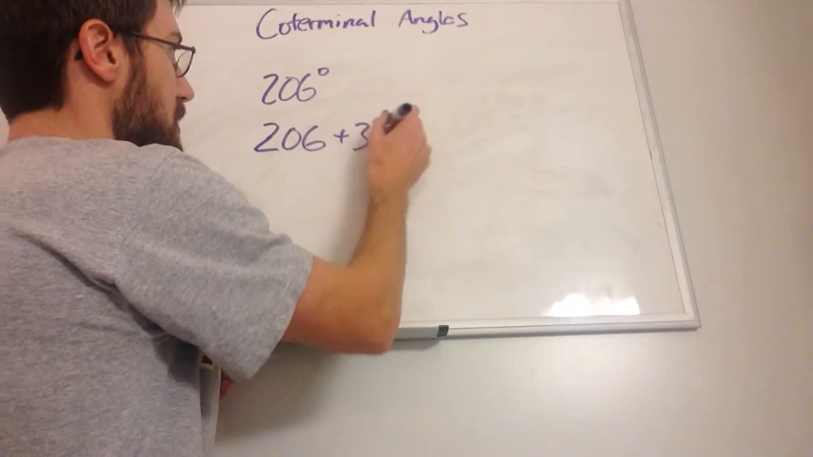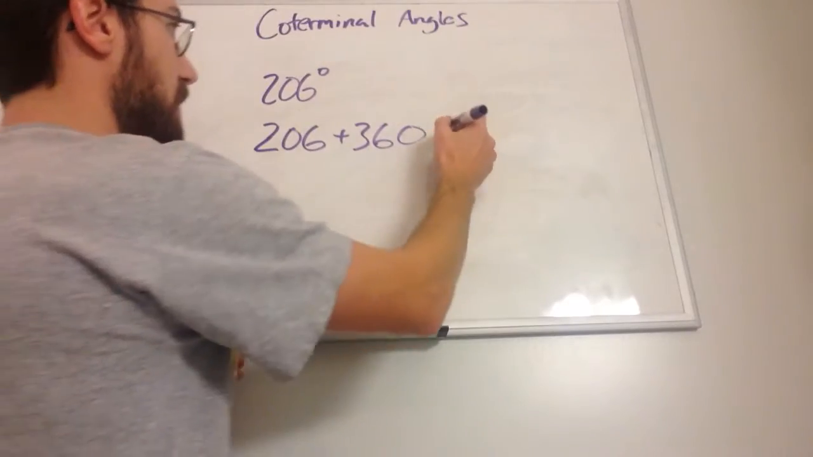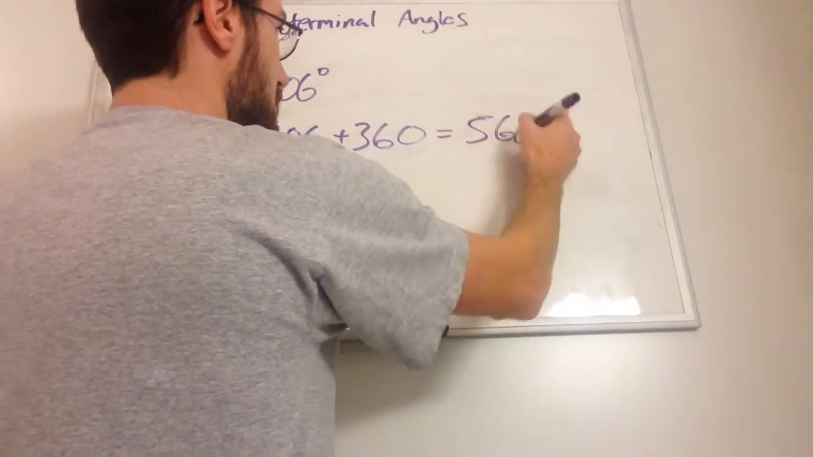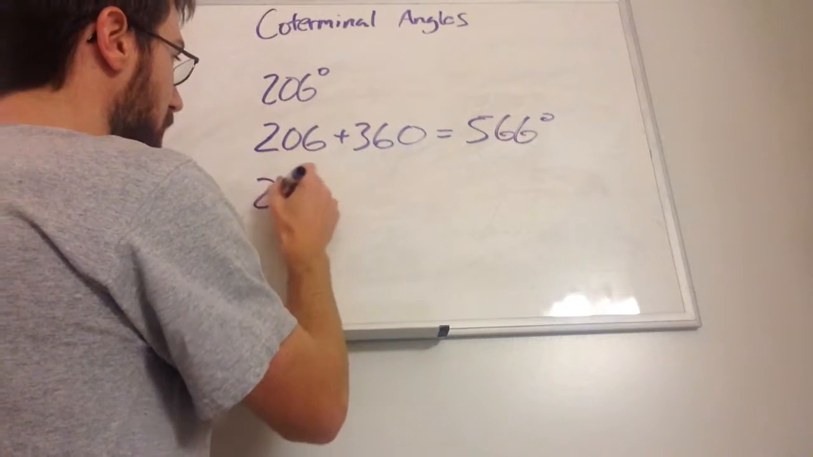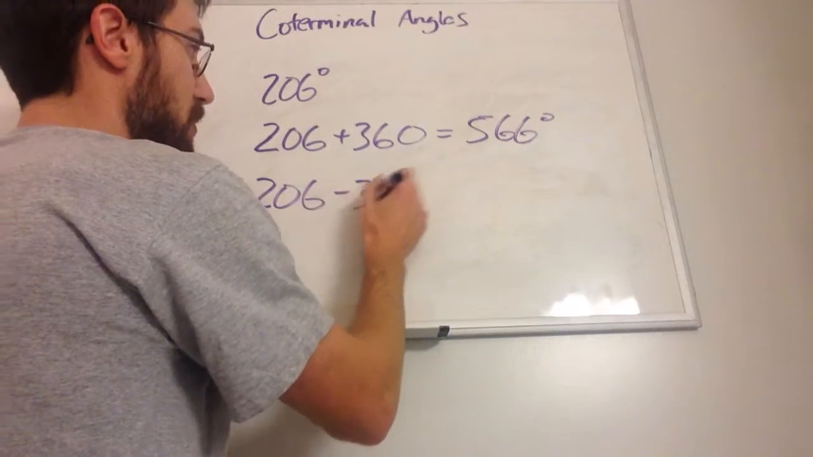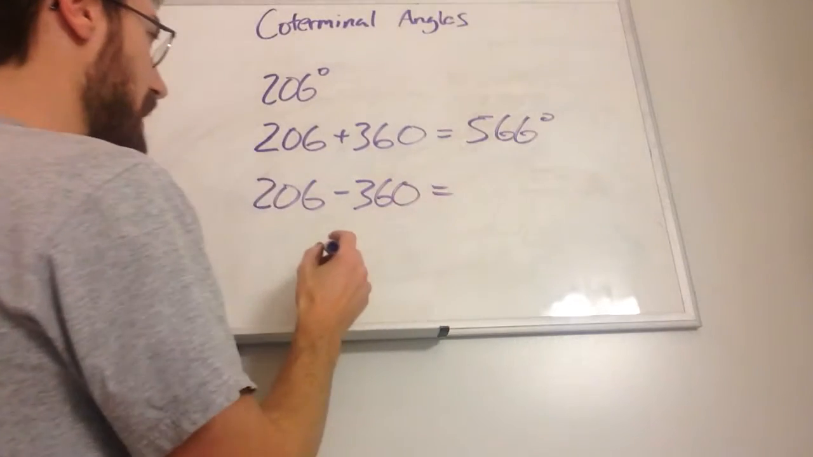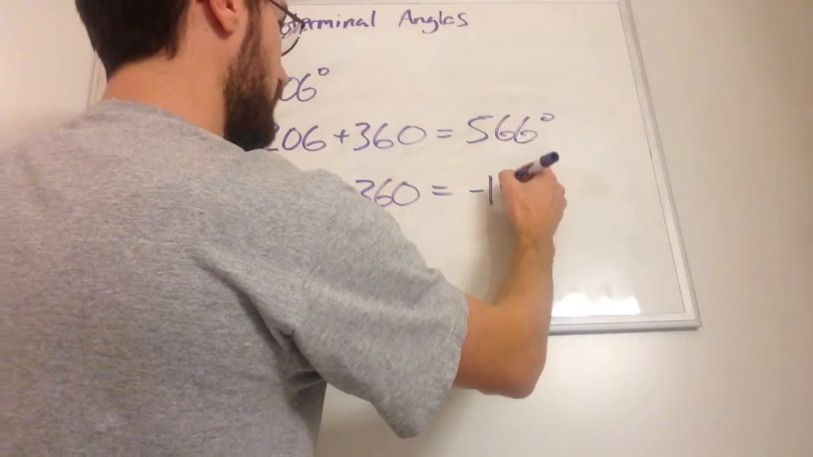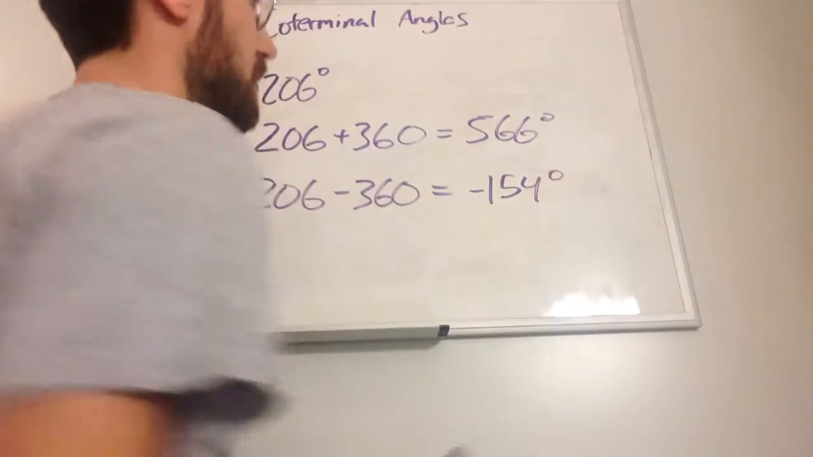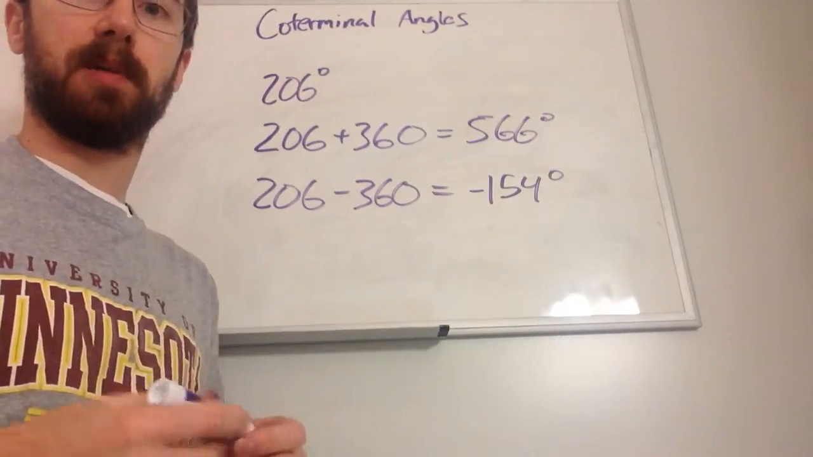206 plus 360, and that is what? 566 degrees. That's my positive coterminal angle. And now for my negative one, maybe I subtract 360, and that would be what? Negative 154 degrees. And there's my negative coterminal angle.